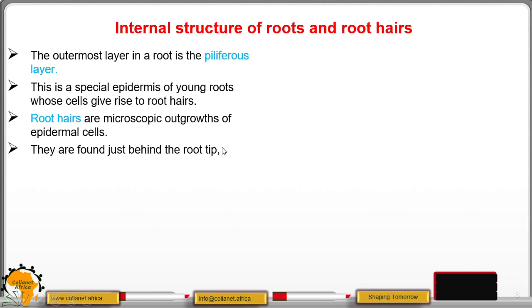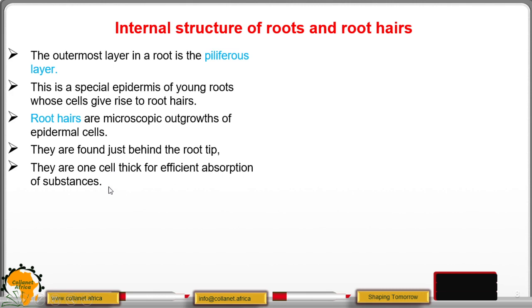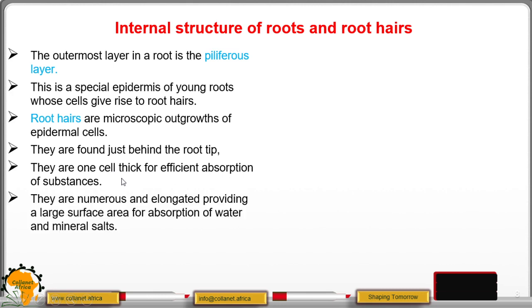They are found behind the root tip. They are one cell thick for efficient absorption of substances. They are also numerous, or many in number, and elongated to provide a large surface area for absorption of water and mineral salts. Another adaptation is that root hairs penetrate the soil and make close contact with it.